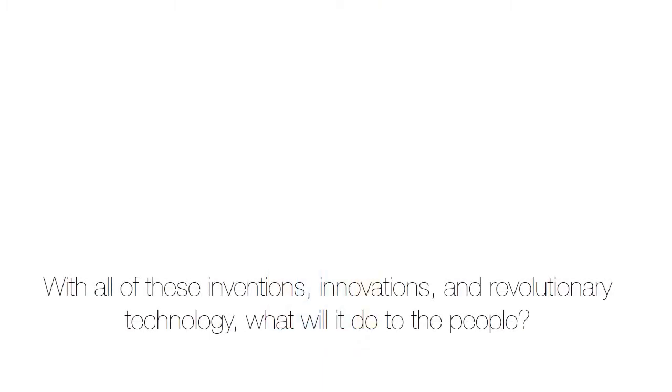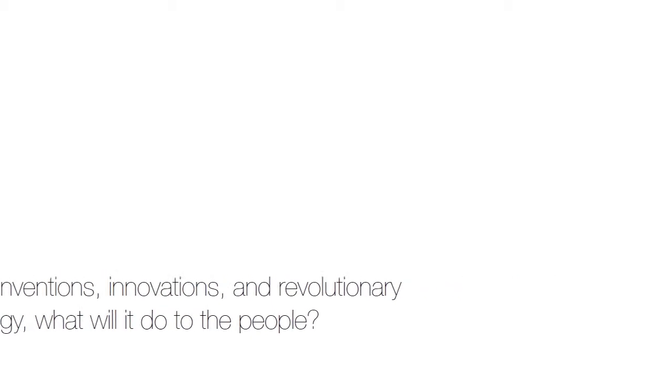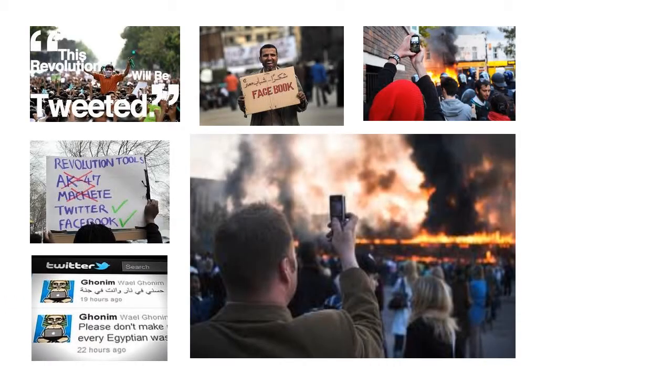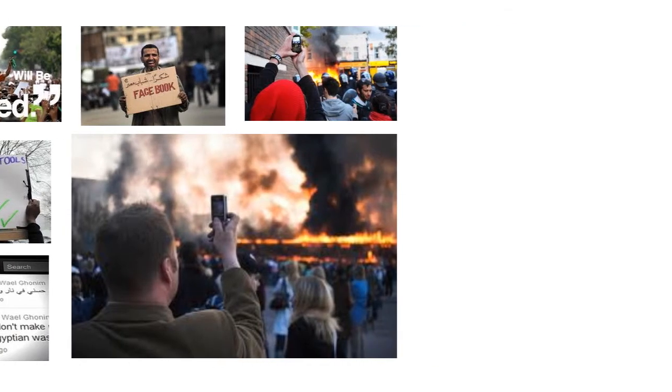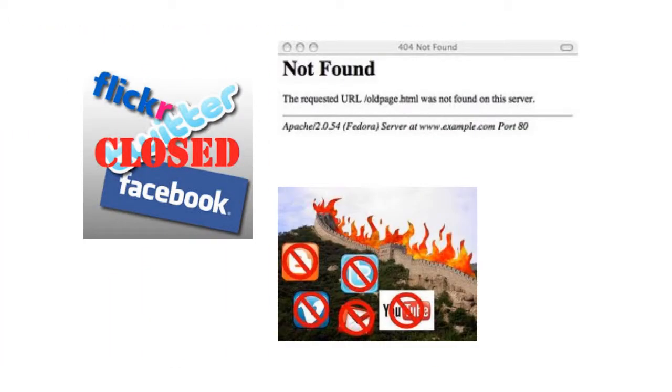With all these inventions, innovations, and revolutionary technology, what will it do to the people? As you may notice, in these years, there have been many conflicts influenced by social networks, and the governments' responses are various, starting with shutting down the internet and building firewalls. But conflicts were never done. Why? Because governments don't have a clear map in cyberspace.